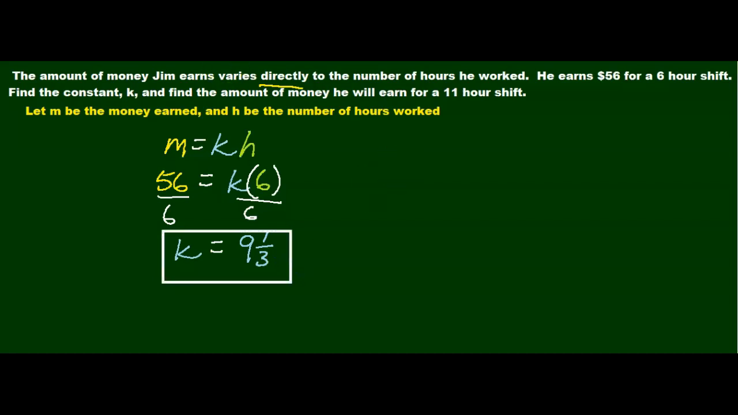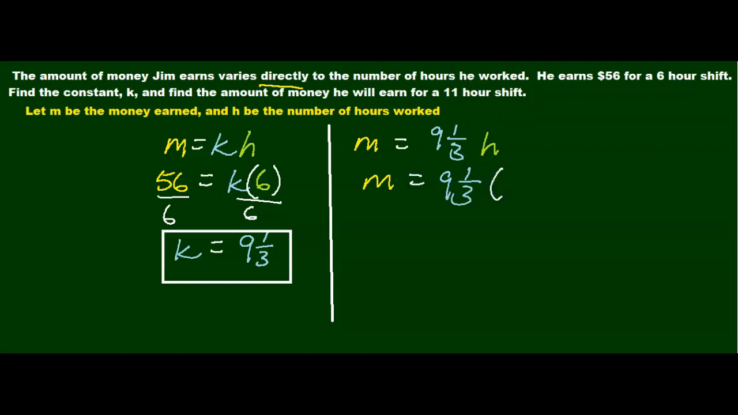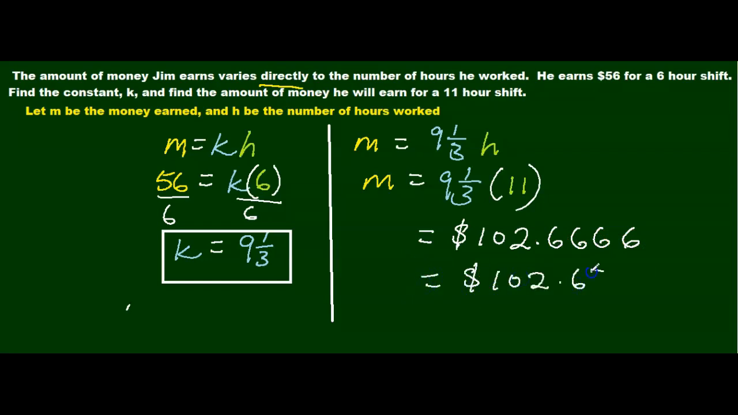Next, we need to find the amount of money he will earn for an 11-hour shift. So we go back to our M equals, now our K is now 9 1/3 times H. We don't know how much money he's going to earn, but we're given the number of hours he works, so we can say M equals 9 1/3 times his 11-hour shift. So your H now becomes 11. So we do 9 1/3 times 11, which comes to 102.6666, and I'm going to round it to dollars and cents, so I get $102.67. And that's the amount he earns in an 11-hour shift.